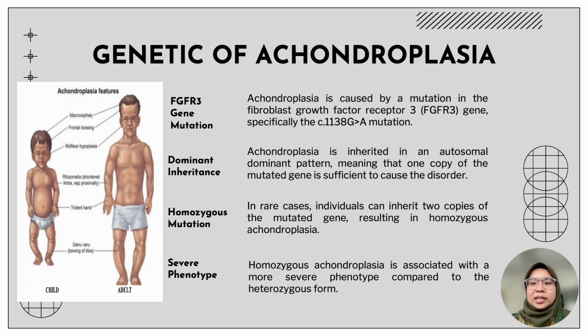While uncommon, individuals can inherit two copies of the mutated gene, resulting in a condition known as homozygous achondroplasia. Compared to the more common heterozygous form, homozygous achondroplasia typically presents with a more severe set of characteristics.